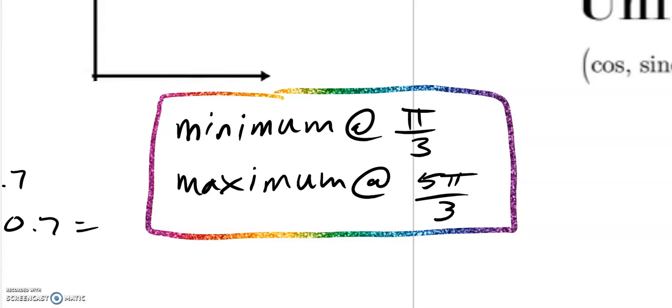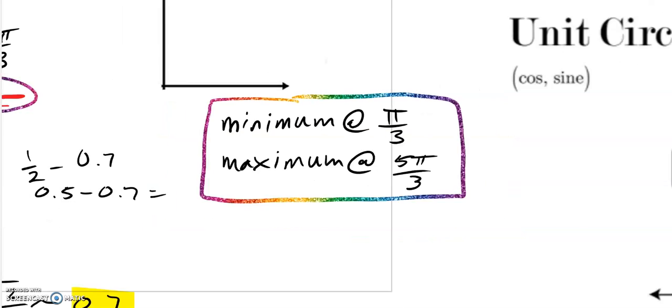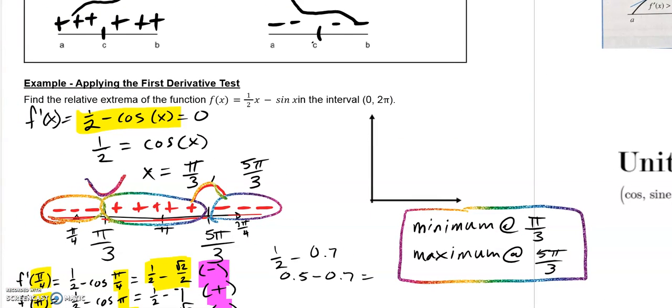And in this case, they're asking where they occur. If they're asking what are the values of the extrema, then you would need the y values as well. But here it's just, hey, find where the relative extrema occur. Again, if they want the value of the relative extrema, then we're going to plug pi over 3 and 5 pi over 3 back into your original function to find what the y values are. Those would be the values of those critical points.